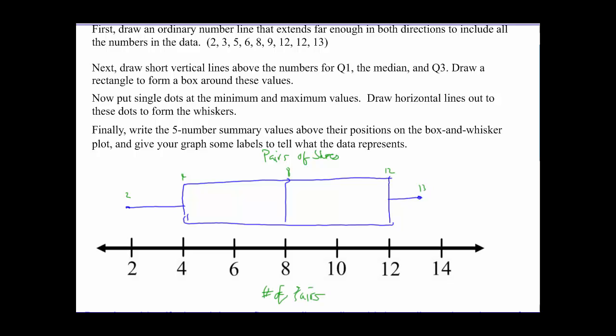Nice writing. Sorry about that. It says number of pairs. Okay. And you are done with your box and whisker plot.